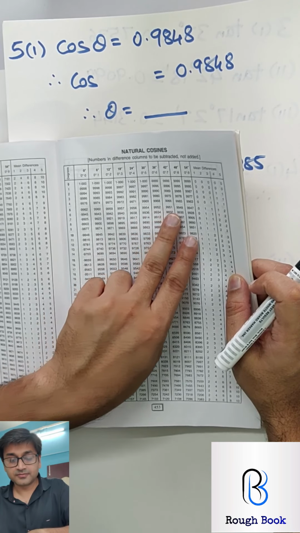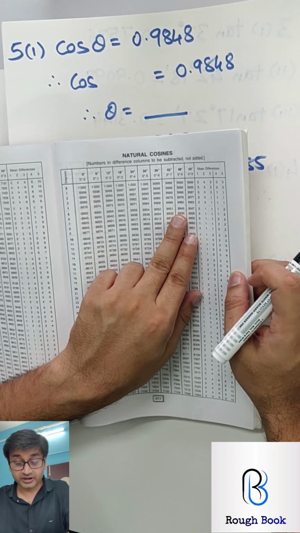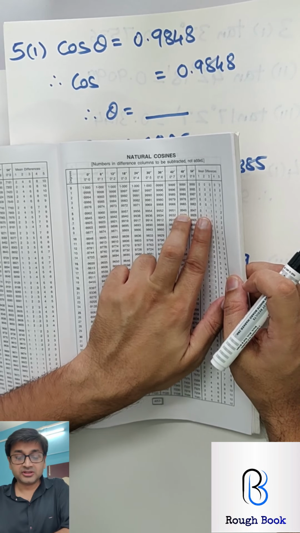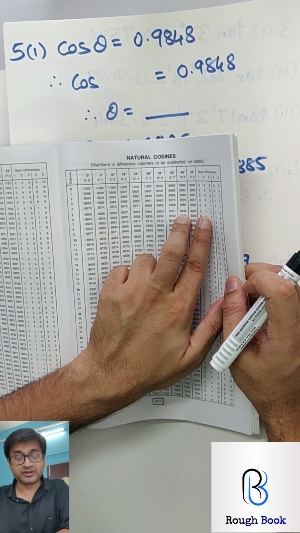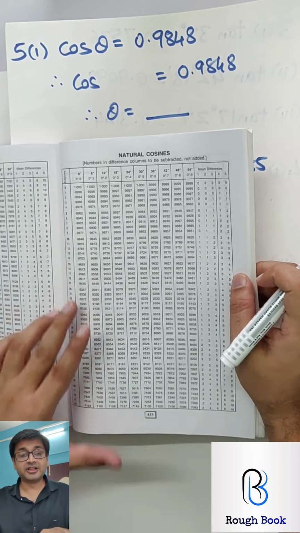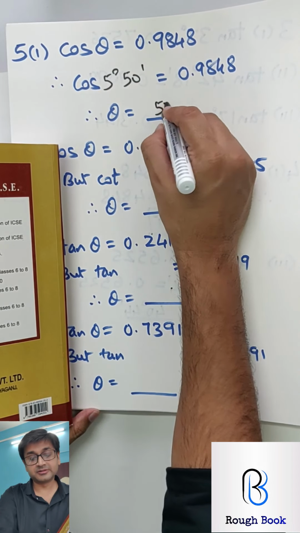Okay, I'll have to search. 4947 I can see. So go for 49. Now you have to go for extra and then subtract 1. So this is 48 and mean difference 2. So 48 plus 2, 50. For 5 degrees, 50 minutes. 5 degrees, 50 minutes. Yeah.